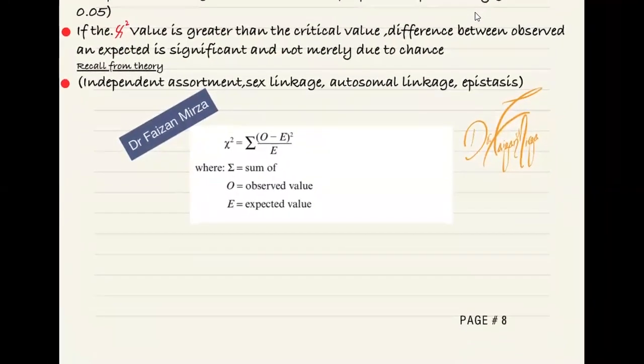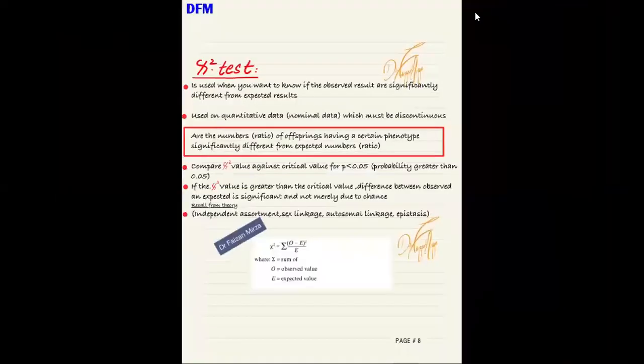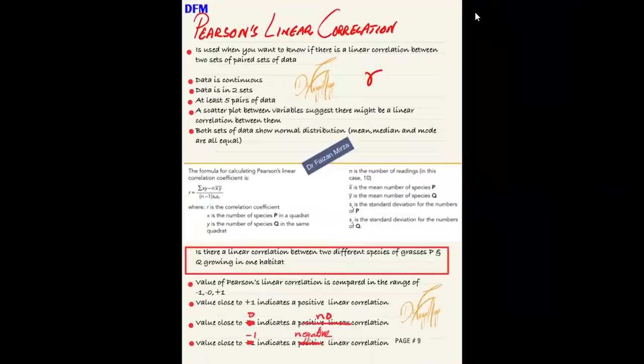So, maybe you should recall independent assortment, sex linkage, autosomal linkage, epistasis, because these are the main kind of questions that come. But again, the chi-square test can be applied not only to genetics but to any other situation as well. For example, if you want to study the effect of pollution or the effect of how grazing has affected a particular land, again, chi-square can be used. It's not just limited to genetics.